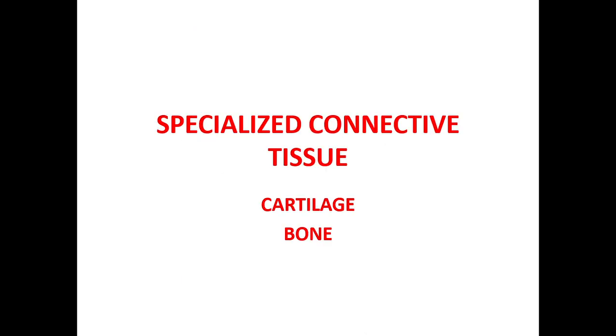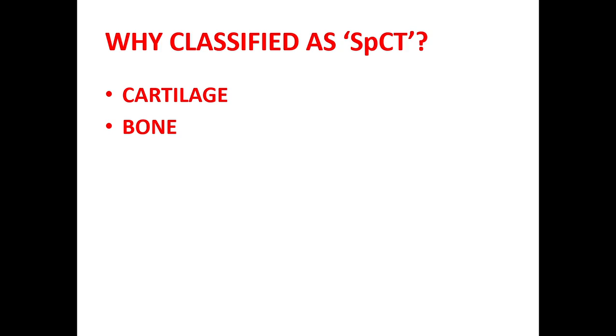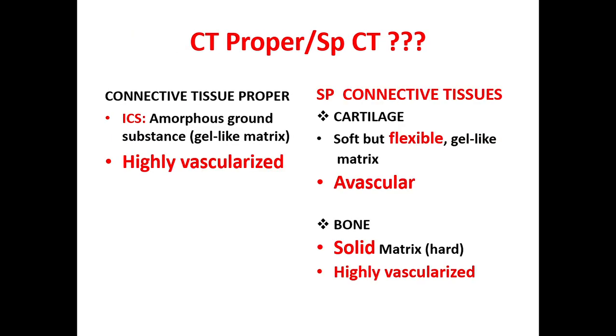Let's go into the specialized connective tissue, the cartilage, and the bone. We'll start first with the cartilage. Why are they classified as specialized connective tissue of the body? Okay, these two tissues, the cartilage and the bone. By knowing the characteristics of the connective tissue proper and comparing it to the characteristics of the cartilage and the bone tissue, we can understand better why cartilage and bone tissue are considered to be a specialized type of connective tissue.